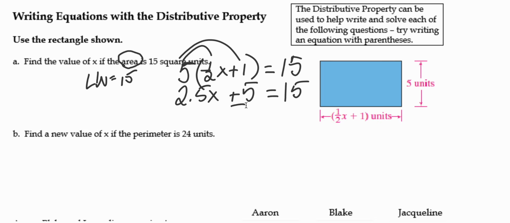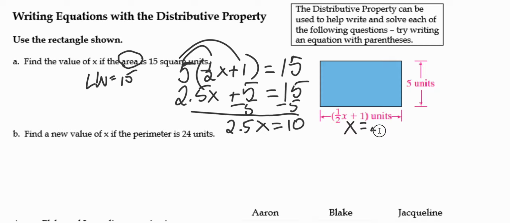Subtracting the 5 from both sides, we get 2.5x is equal to 10. And then dividing 10 by 2.5, we end up with x is equal to 4. If we substituted x is equal to 4 into that expression, half of 4 is 2, 2 plus 1 is 3, and then this lower side of 3 times that right side of 5 gives us an area of 15.